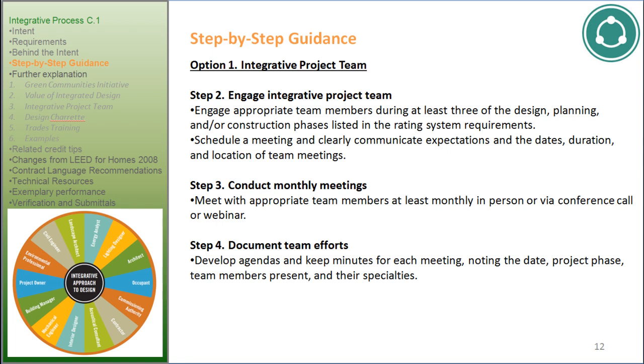Step 2. Engage Integrative Project Team. Engage appropriate team members during at least 3 of the design, planning, and/or construction phases listed in the rating system requirements. Schedule a meeting and clearly communicate expectations and the dates, duration, and location of team meetings.